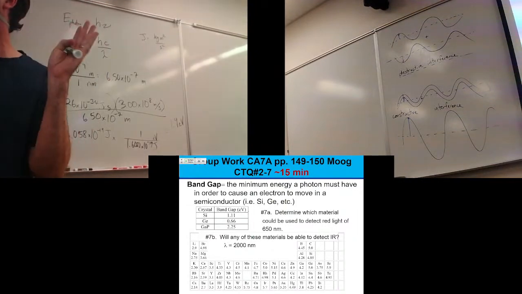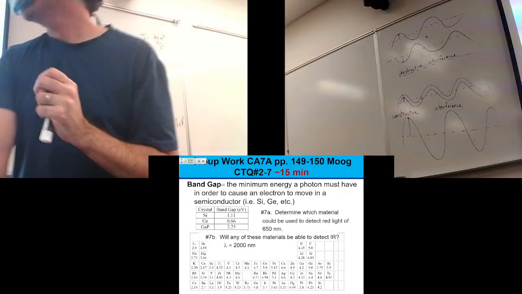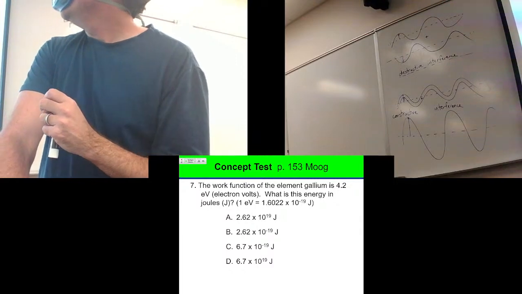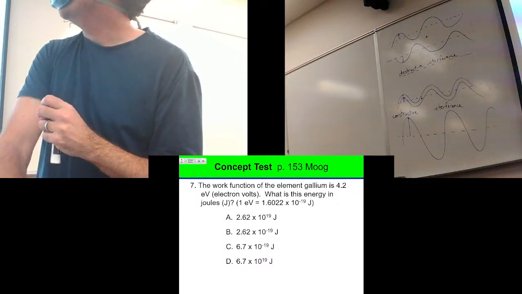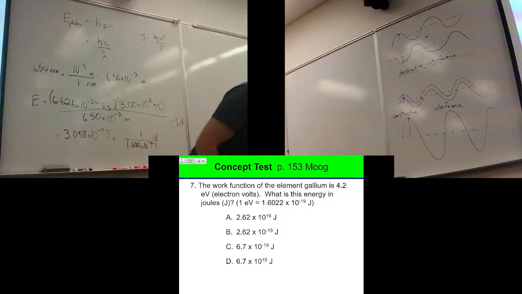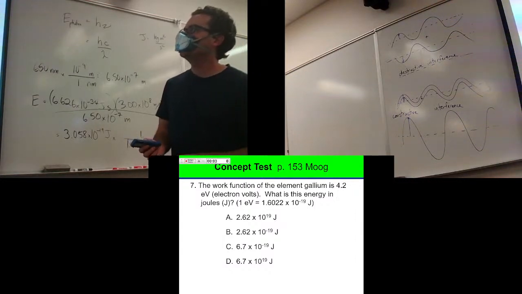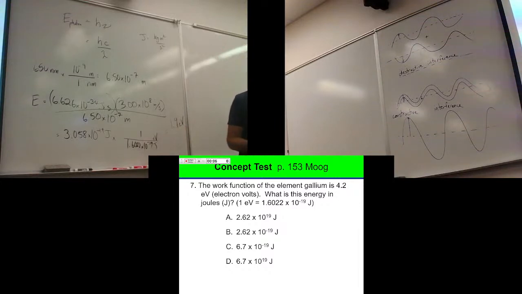Any questions on any of this? All right. So, you guys do this real quick. This needs to be not hard to do. If you have gallium's work function, 4.2 electron volts, what is that energy in joules? And if you need a calculator, there's a bunch of calculators in that green bin. Just put them back before you're done.